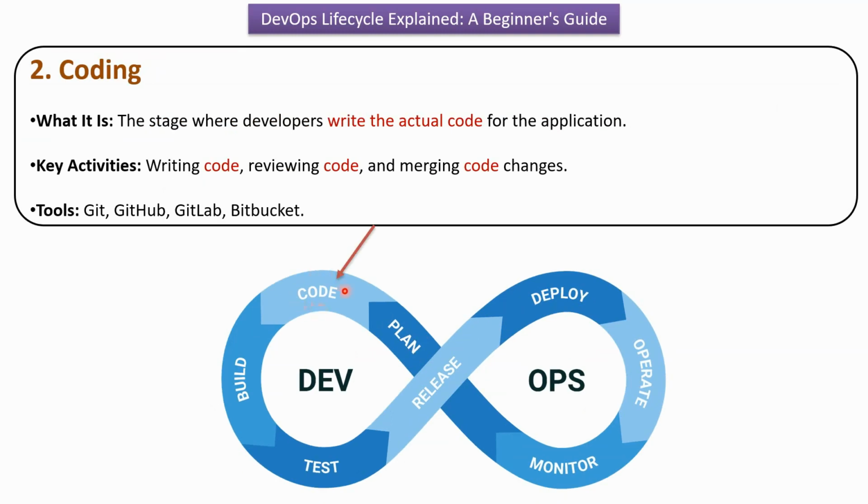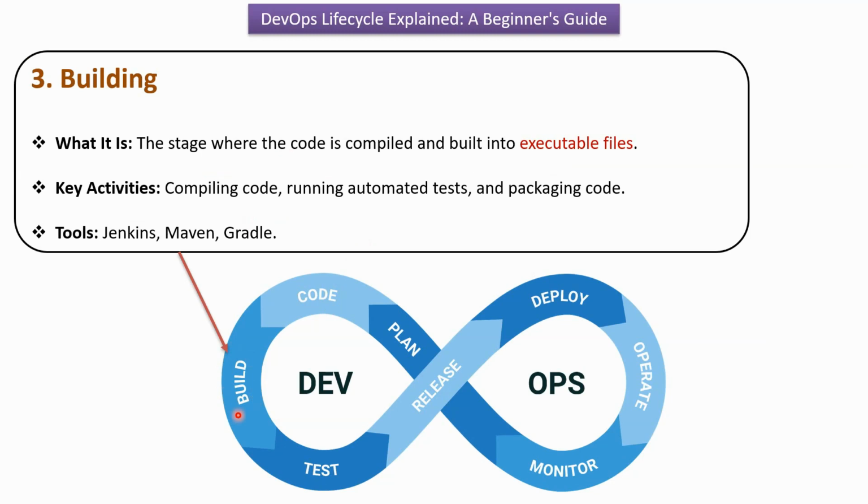Stage two is coding. This is the stage where developers write the actual code for the application. In this stage, key activities are writing code, reviewing the code, and merging code changes. The tools used are Git, GitHub, GitLab, and Bitbucket.